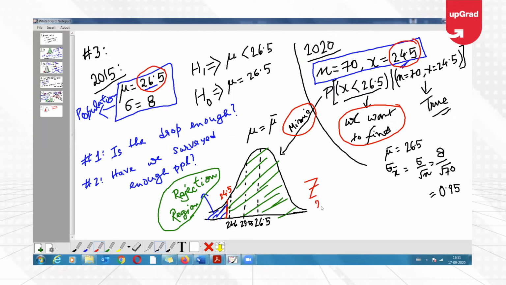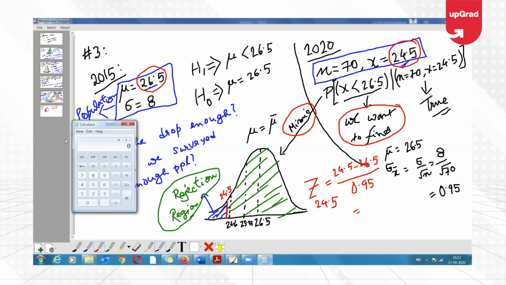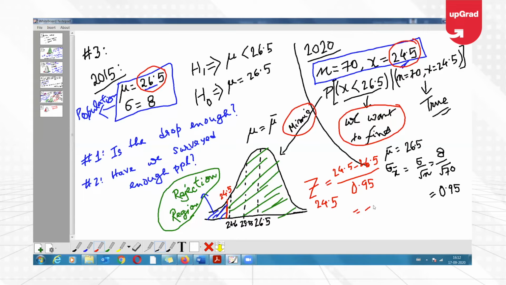So the z-score of 24.5, you already know, will be 24.5 minus 26.5 divided by the standard deviation 0.95, and that is minus 2 divided by 0.95, which is minus 2.10. So the z-score is minus 2.10. From the z-score, I will get the p-value.